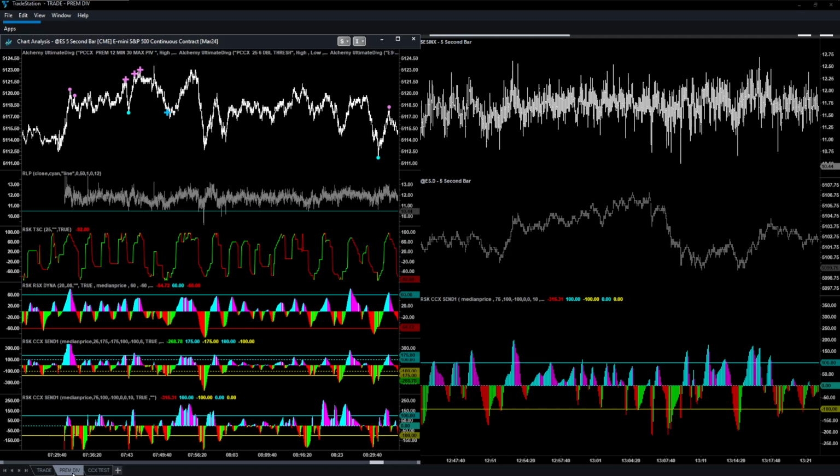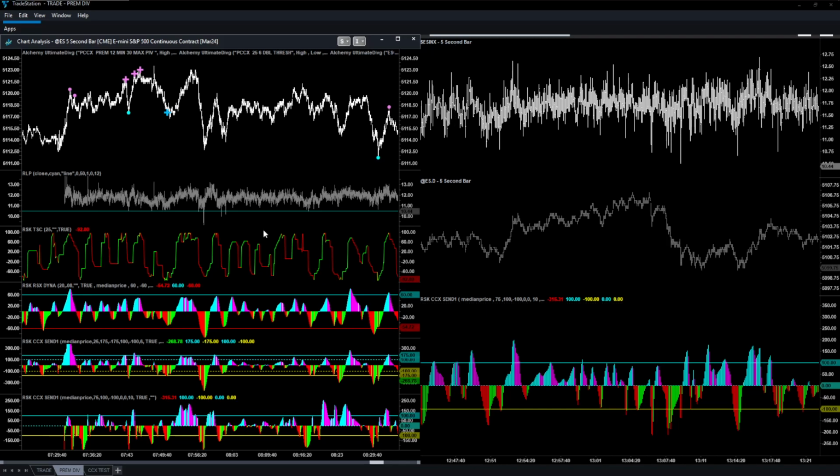Now, this workspace has two charts in it. Chart number 1 includes the premium in data 1, the ES in data 2, and then our indicator in subgraph 3. The indicator, the RSK CCX send indicator, has been included in the email that you received on this workspace. So please load that indicator.